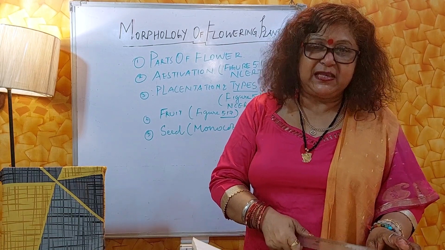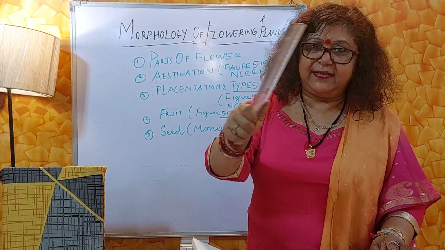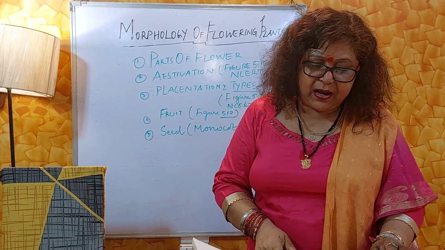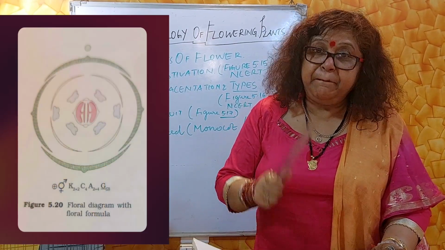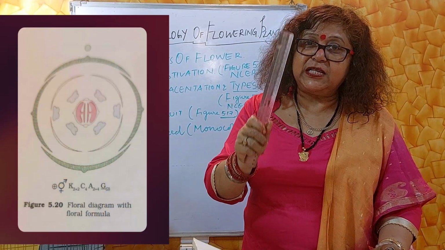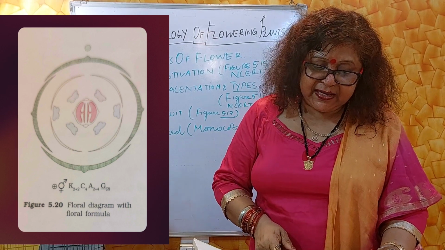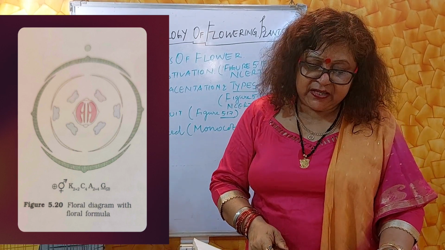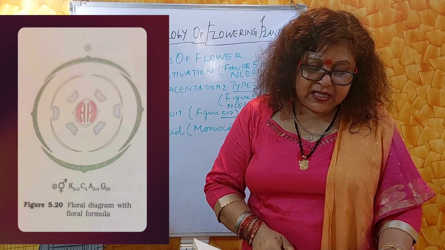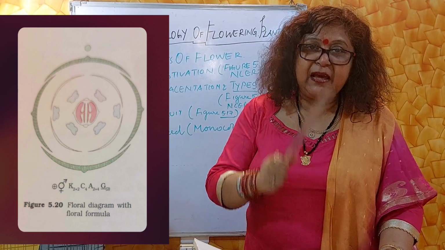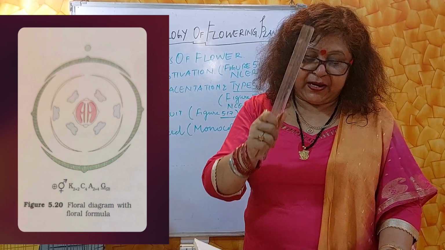The diagram is given in figure 5.20. The floral formula uses symbols like Br for bracteate. K is for calyx, C is for corolla, P is for perianth, A is for androecium, and G is for gynoecium.